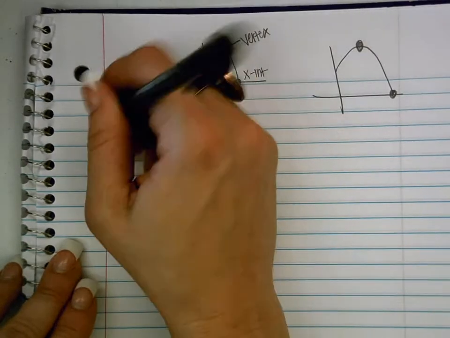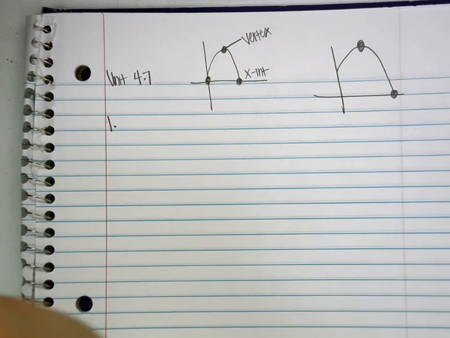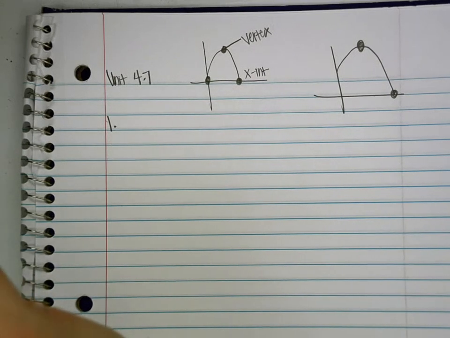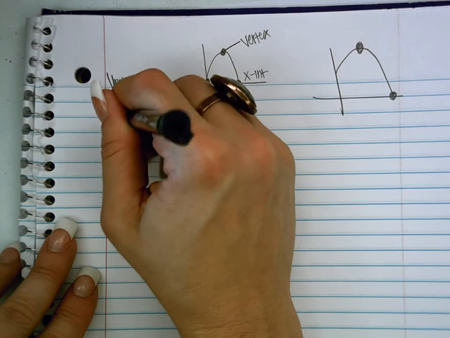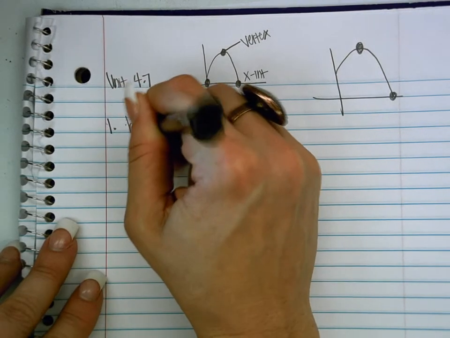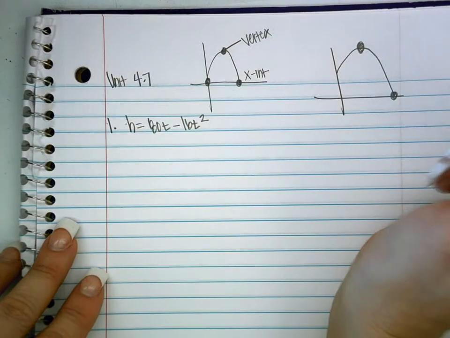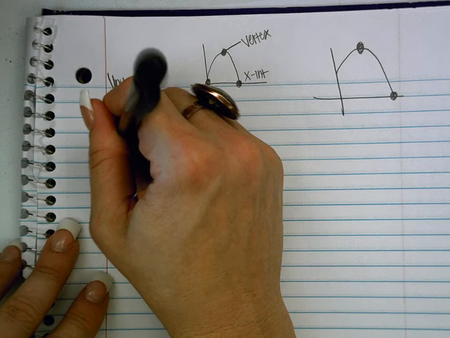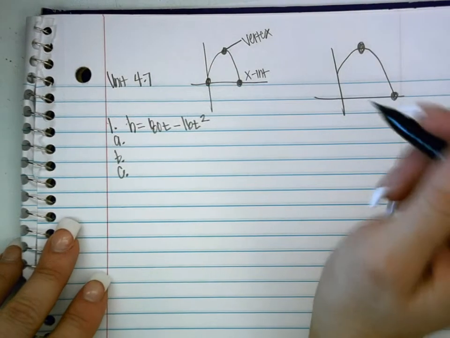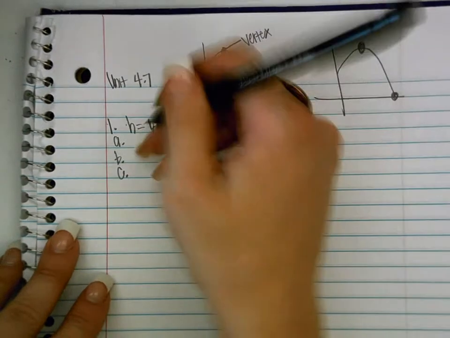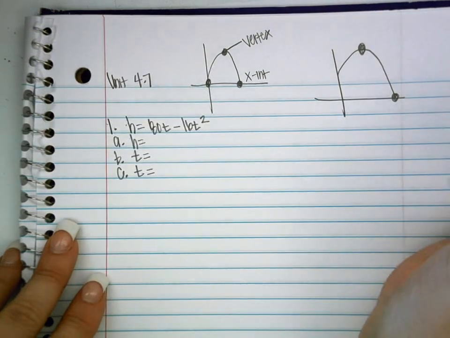Something like number 1 on worksheet 7, it says Jason is standing on the ground and throws a ball vertically upward with an initial speed of 80 feet per second. Its height after t seconds is given by h equals 80t minus 16t squared. We want to find how high does the ball go. So what is its maximum height? How long does it take to get there? And then how long until it hits the ground again?